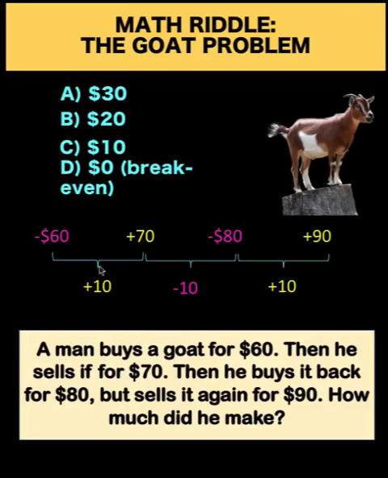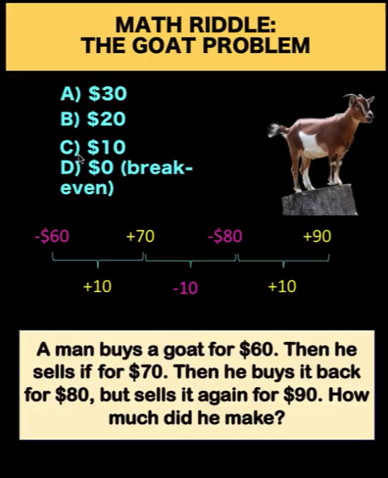Now, what's the problem with that approach? The problem with that is, notice that somewhere here, when he sold the goat for 70, he has $70 now. But when he bought it back for $80, he has to spend an additional $10 because he has only $70 here. He needs another $10 from his own money to be able to afford to buy it for $80. So in effect, he is not only spending $60, but he is also spending another $10, a total of $70. And so 90 minus that $70, the profit is $20, not $30.